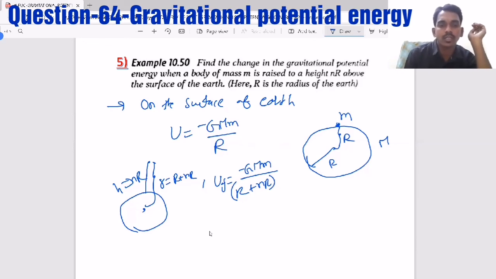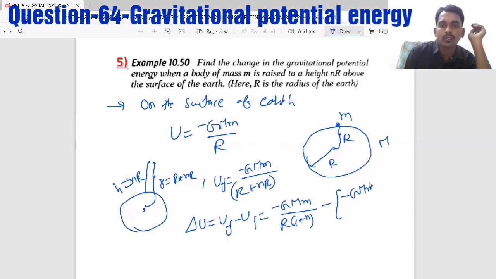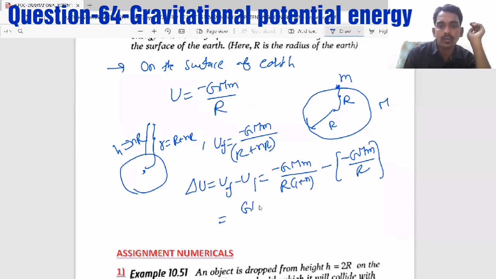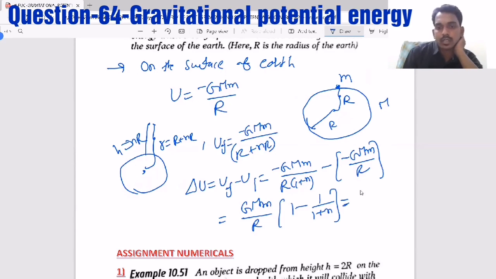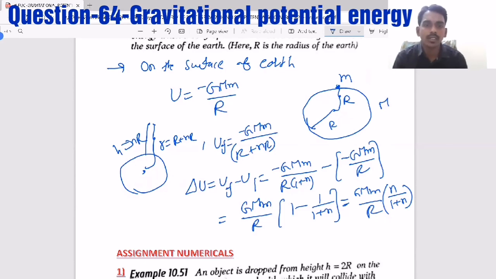Now they are asking to find the change in gravitational potential energy. Change means final minus initial. So final means minus GMm by R times 1 plus n, minus of minus GMm by R. Minus of minus becomes plus. Now if you take GMm by R as common, you get 1 minus 1 by 1 plus n. So that will become GMm by R into n by 1 plus n. So this is the change in gravitational potential energy.